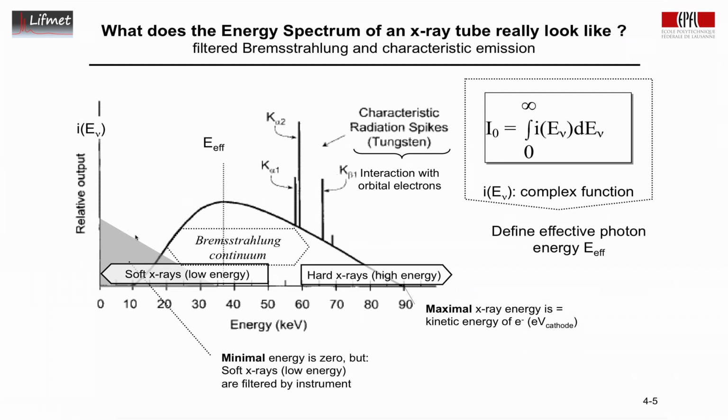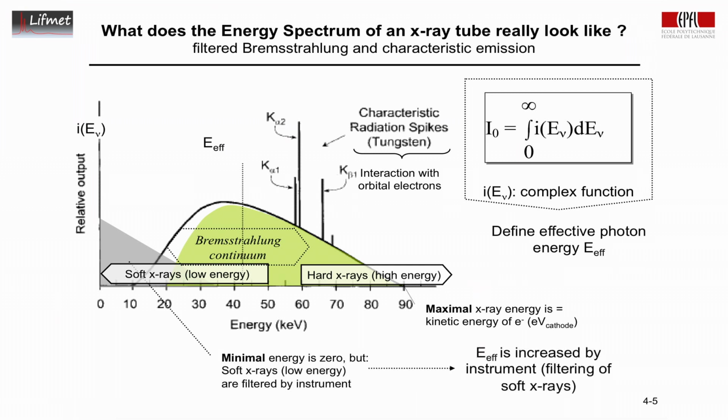One consequence of that is that the effective energy is actually shifted to higher energies. So the overall X-ray spectrum, the X-rays that impact the patient, are becoming harder. This increase in effective energy comes from the filtering of soft X-rays by the instrument, and this removal leads to an X-ray spectrum that's shifted to higher energies and therefore harder X-rays.